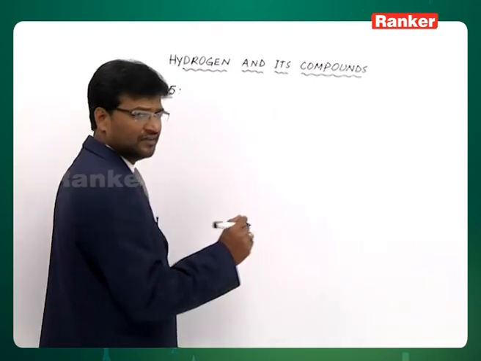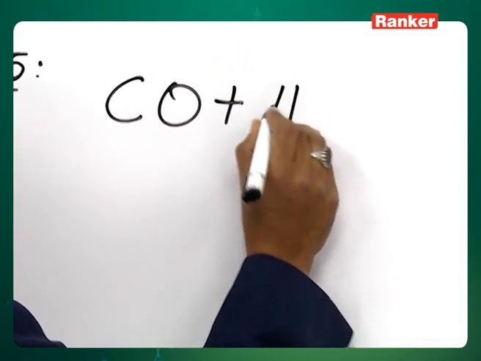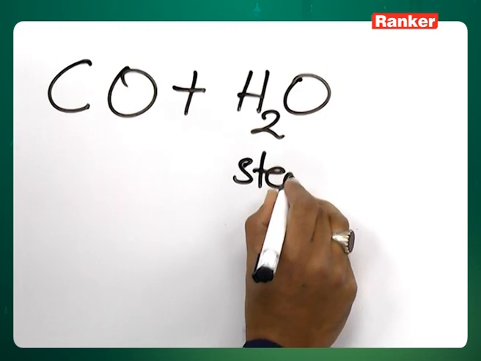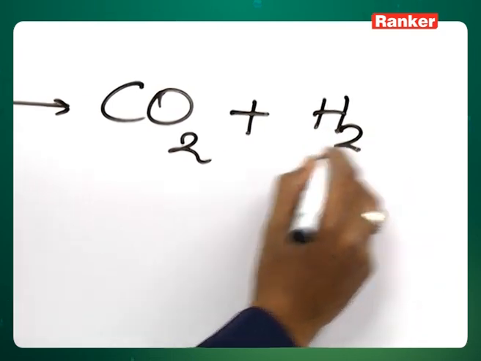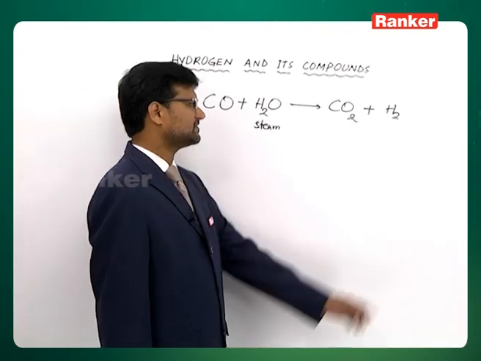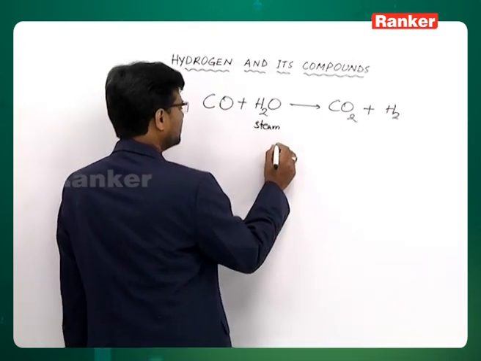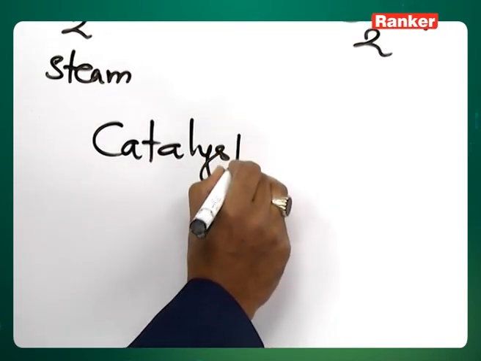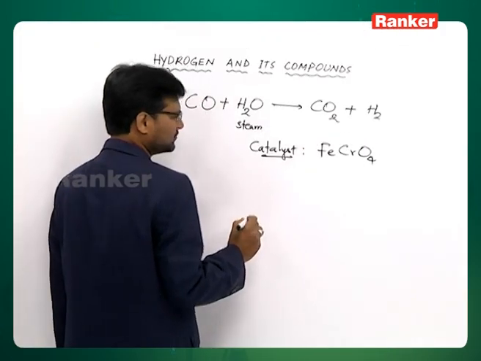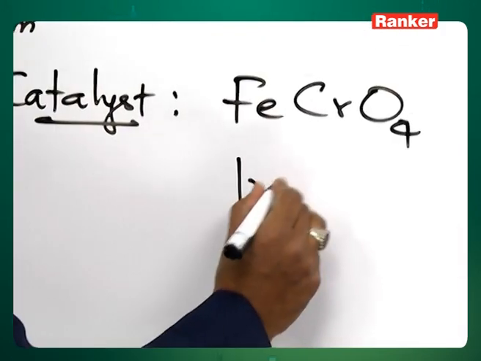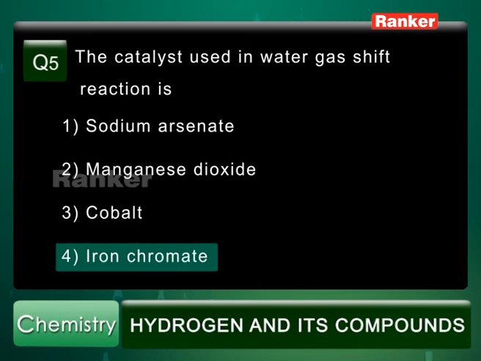Look at the equation. Water gas shift reaction is this reaction. CO is made to react with steam and you get CO2 and H2. This reaction is used for the preparation of hydrogen gas. This is what you get, hydrogen gas. This reaction is called as water gas shift reaction. Catalyst used in this reaction is FeCrO4. Iron chromate is used as a catalyst. Iron chromate. So the correct answer is fourth option.